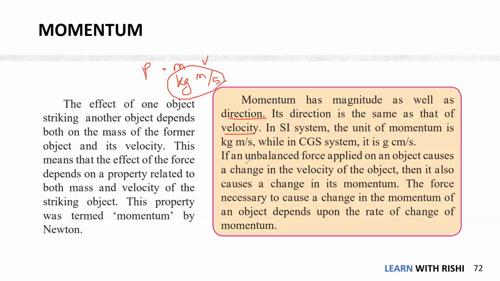If an unbalanced force applied on an object causes change in velocity, then it also causes change in momentum. The force necessary to cause a change in momentum of an object depends upon rate of change of momentum. In the first law of motion, we learned that when an unbalanced force acts on an object, the object changes its velocity. Now, when the object changes velocity, it will also change the momentum, because momentum is nothing but mass into velocity. If there is change in velocity, of course, the momentum is going to be changed.